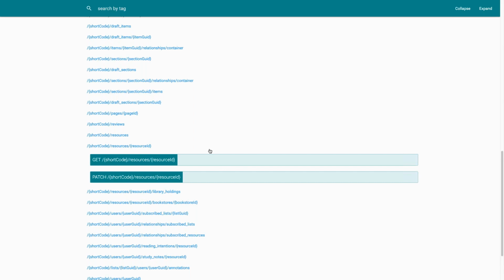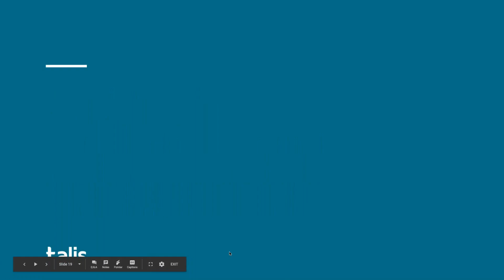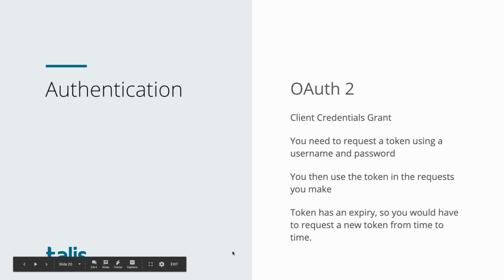These APIs, and I'm going to switch back to my slides, these APIs are authenticated. So we use OAuth 2. It's a standard set of authentication workflows, and the particular workflow that we use for the APIs is called Client Credentials Grant. What this means is that we give you a username and password, and you use that username and password to request a token. The token is the thing that's then used in the requests that you make.